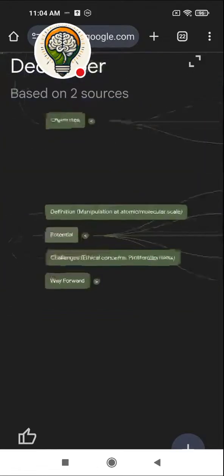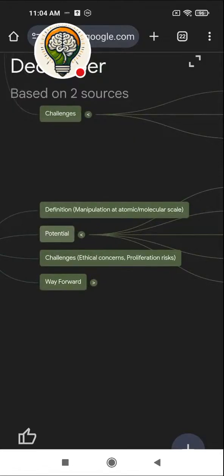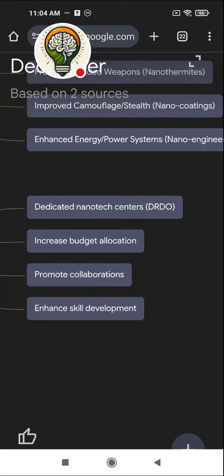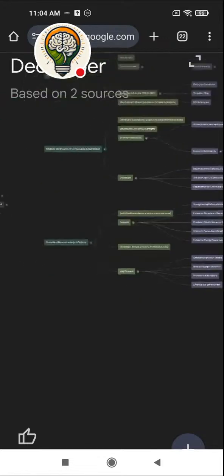Then the challenge, ethical concern and proliferation risk, way forward. So dedicated nanotech center, DRDO, increase budget allocation, promote collaboration and enhance skill development.